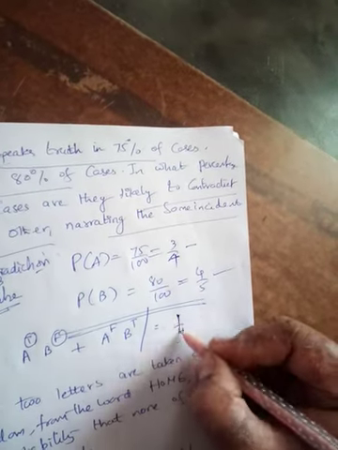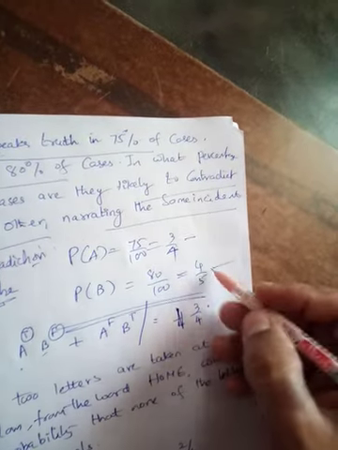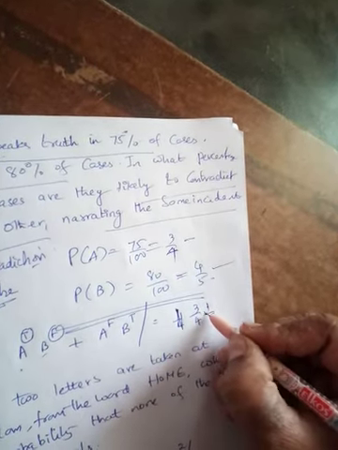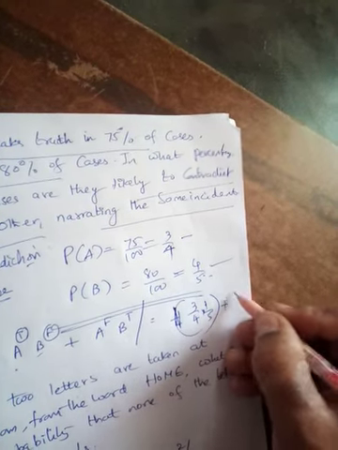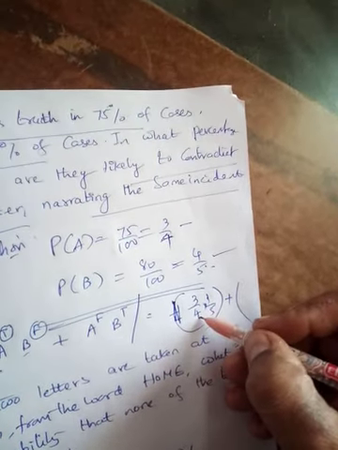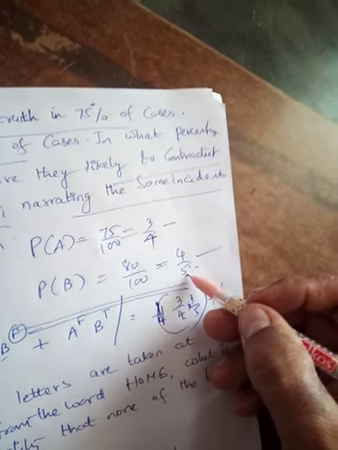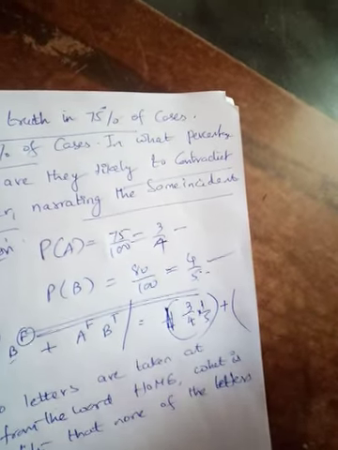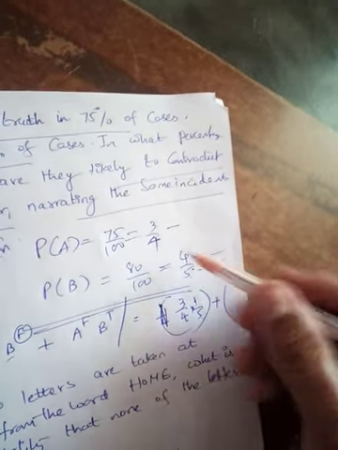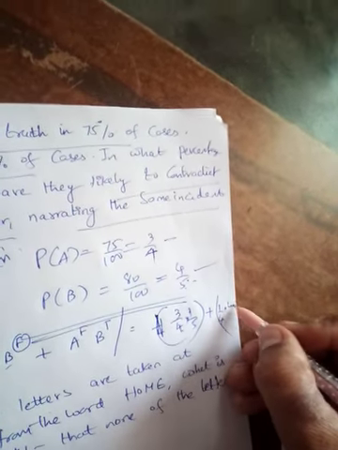First is A speaking true, it is 3 by 4. B speaking false is 1 by 5, because it is 1 minus 4 by 5. In the same way, plus A speaking false, which is 1 by 4, and B speaking truth, which is 4 by 5.